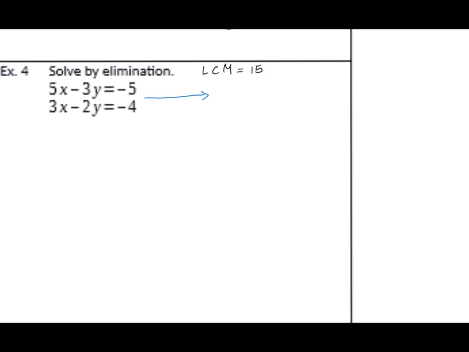So now we're going to transform each of these equations. For the top equation, we're going to multiply the equation by 3 in order to get them to match, and we're going to end up with this: 15x minus 9y equals negative 15. Now, let's do the same for the bottom. This time we're going to multiply by 5, and we get the following. And now, let us subtract. So now when we subtract, we get the following.